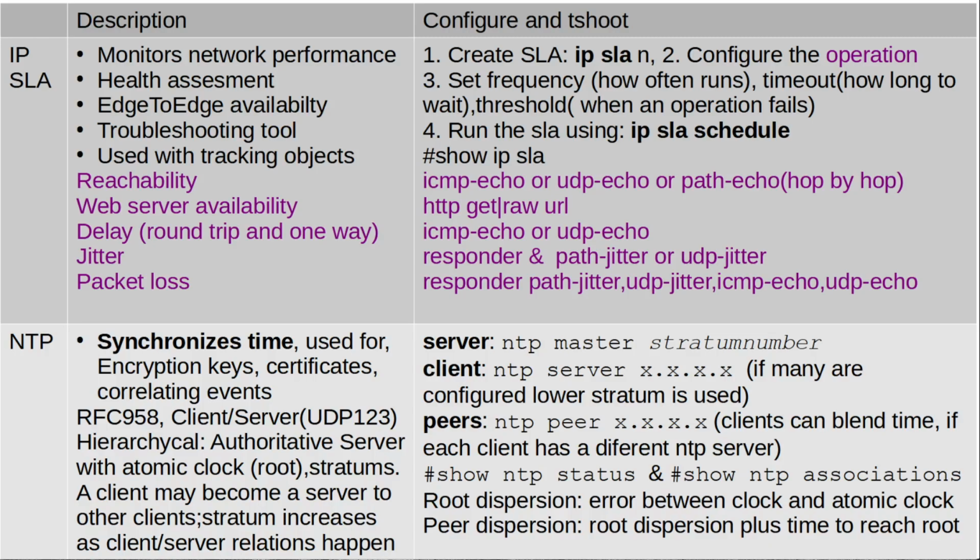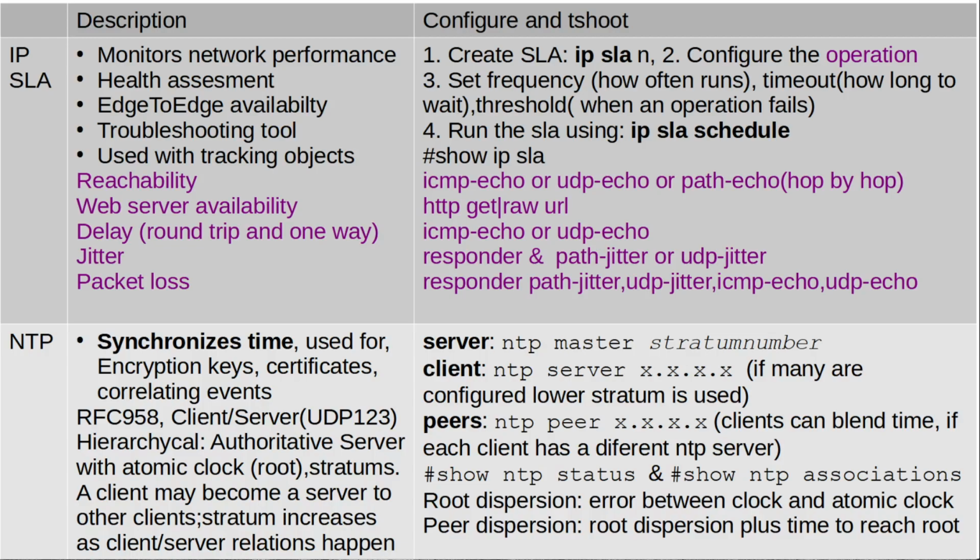This Network Time Protocol is hierarchical. This means that at the root lies a server that has an atomic clock. Then the client that is synchronizing with that server is known as having a stratum number 1. That client can become a server to another client. That other client will have a stratum of number 2, and so on.